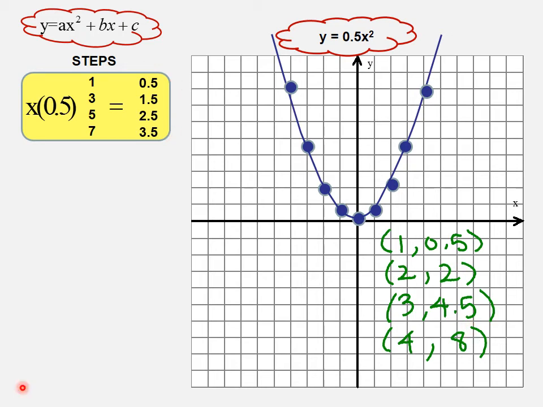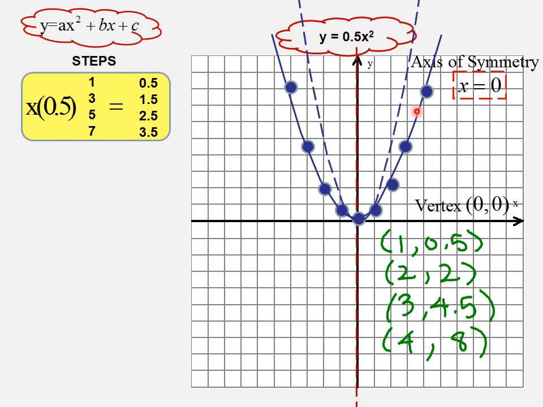Okay, let's look at one last example. Oh, let's not forget to label our vertex is at 0, 0. Our axis of symmetry is still at x equals 0. There's our dotted line. And here we can compare, here's the original y equals x squared. So I've just drawn it in dotted lines.